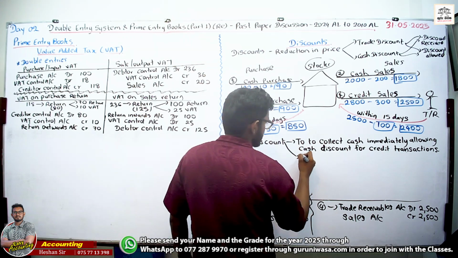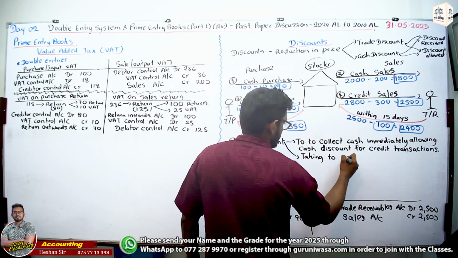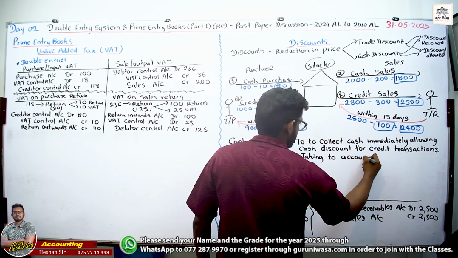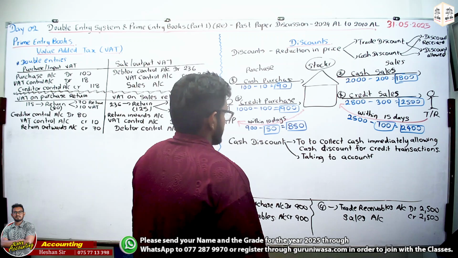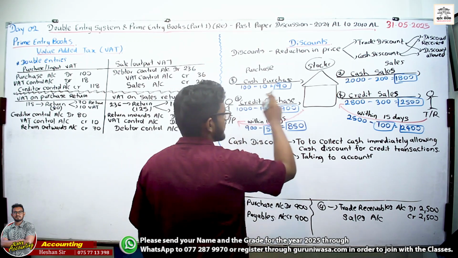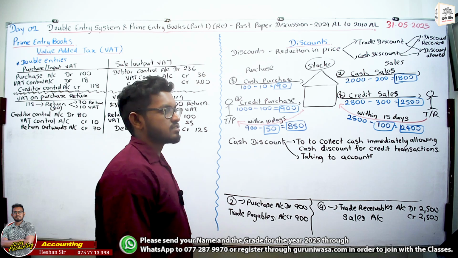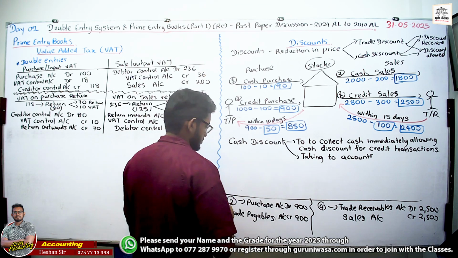Cash discounts are taken into account. If I take only, it's only relevant to 3 and 4 transaction. 3 and 4, right?